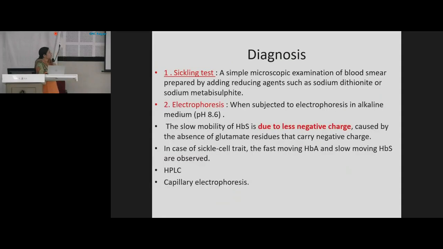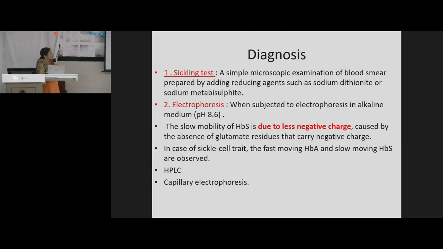Diagnosis is done with the help of the sickling test, a very simple test where a simple microscopic examination of a blood smear is done, prepared by adding reducing agents to the sample such as sodium dithionite and sodium metabisulfite, and it is observed under the microscope. There you will observe sickle shaped RBCs. Diagnosis can also be confirmed with electrophoresis, to show whether the patient suffers from sickle cell anemia proper or sickle cell trait.